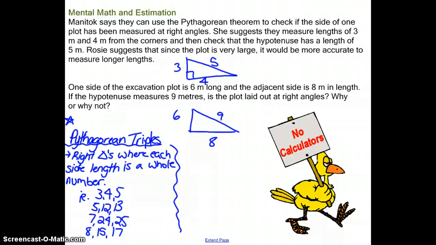So if you look to this mental math question, the number 9 is not one of our triples. This original triangle we have is a triple, and if we double each side length, we'd get 6, 8, and 10, not 9. So that's an easy way using mental math to figure out if it's a right triangle. So this answer is no, it's not a right triangle.